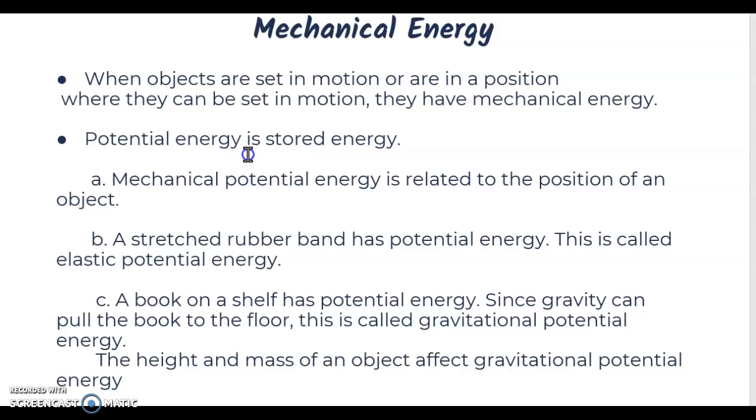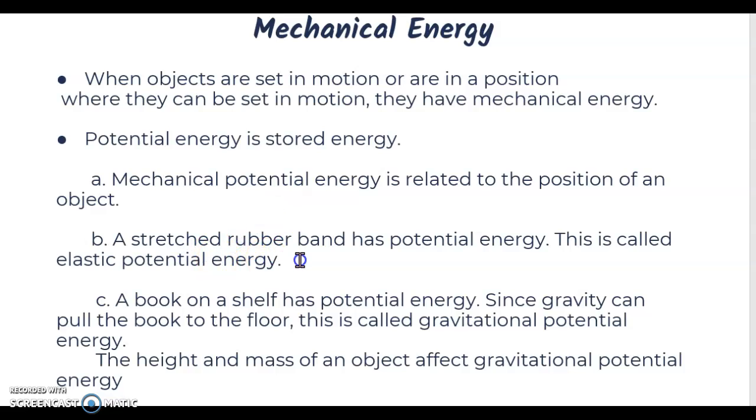But what is this potential energy? There are three types of potential energy. One is mechanical potential energy that is related to the position of an object. For example, when you see a cup on the table, it has mechanical potential energy because it stays there. But once you move it, it has the ability to move.